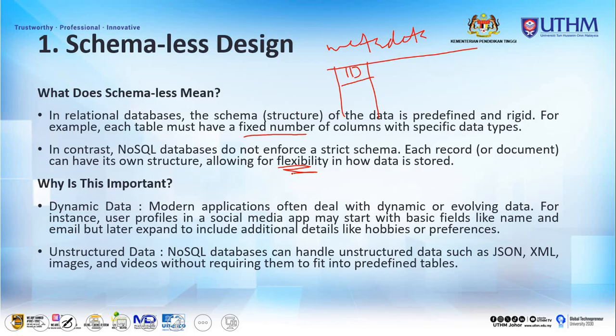Modern applications often deal with dynamic or evolving data. For instance, user profiles in a social media app may start with basic fields like name and email, but later expand to include additional details like hobbies and preferences. So when the data grows, we can add the data without any issue with the table.